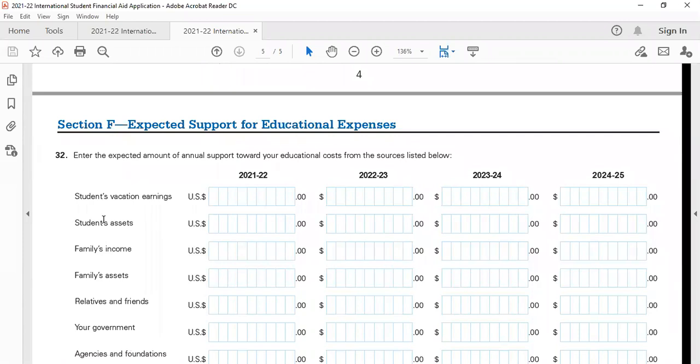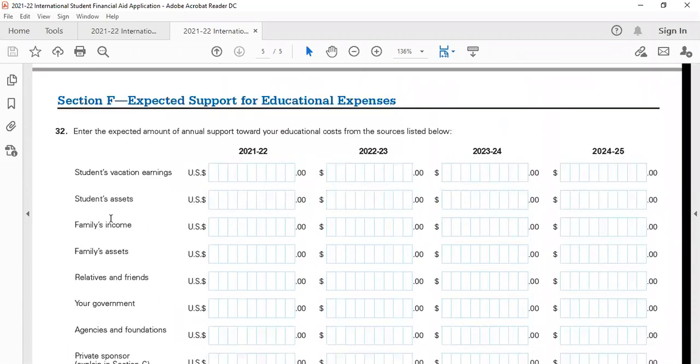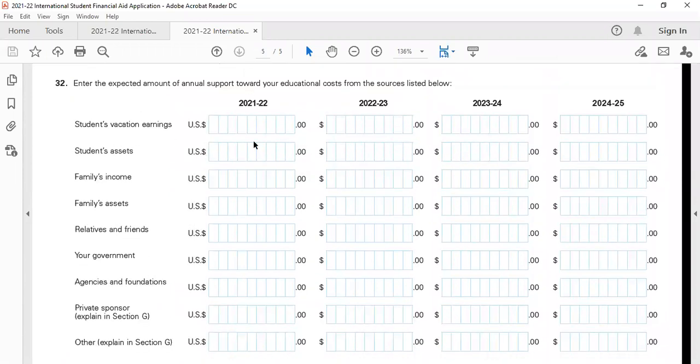Question number 32, again, is the main question here, which asks how much money you expect from various sources to support your education, to invest in your education. The first amount is your savings, so you can mention whatever amount you have saved or earned over the past 4 years as a student. If you have any assets as a student, what's your family income, your family's assets, how much per year on a yearly basis your family will contribute towards your education with the help of your family income or family assets.